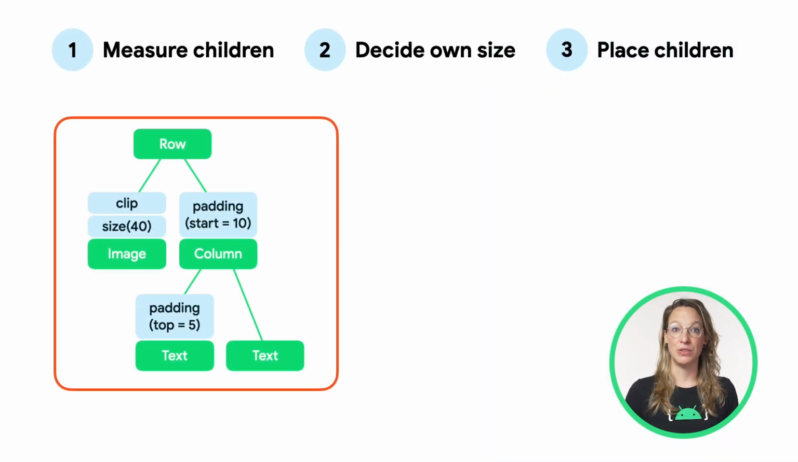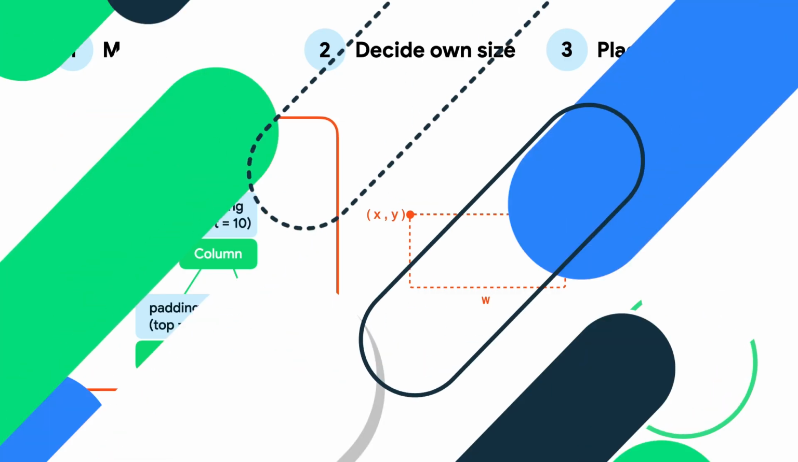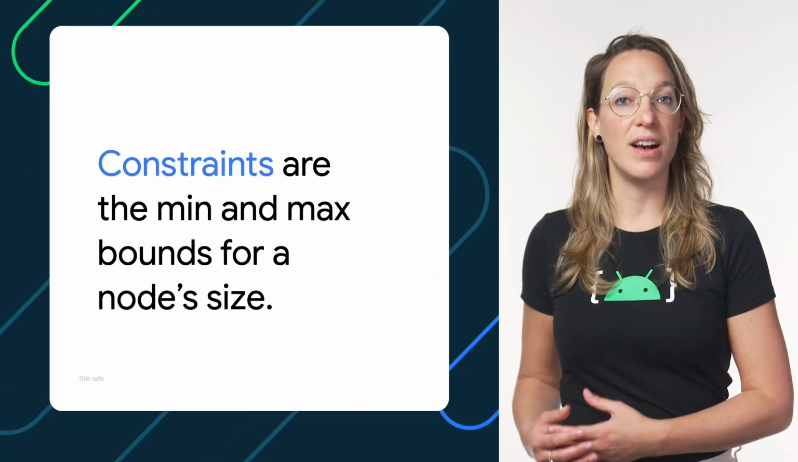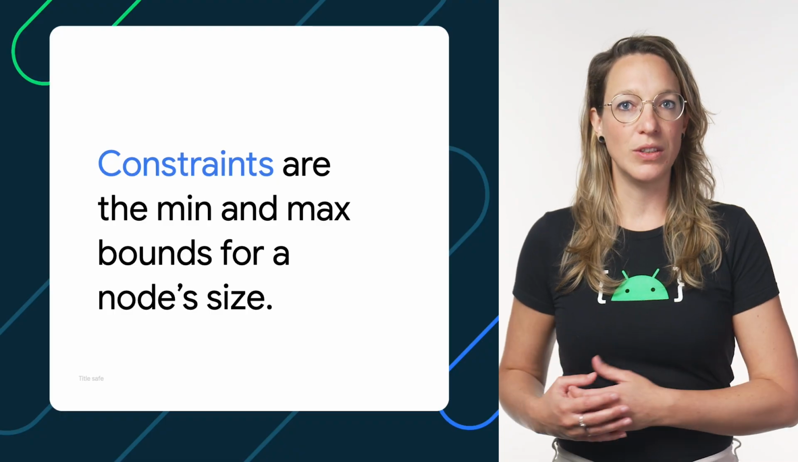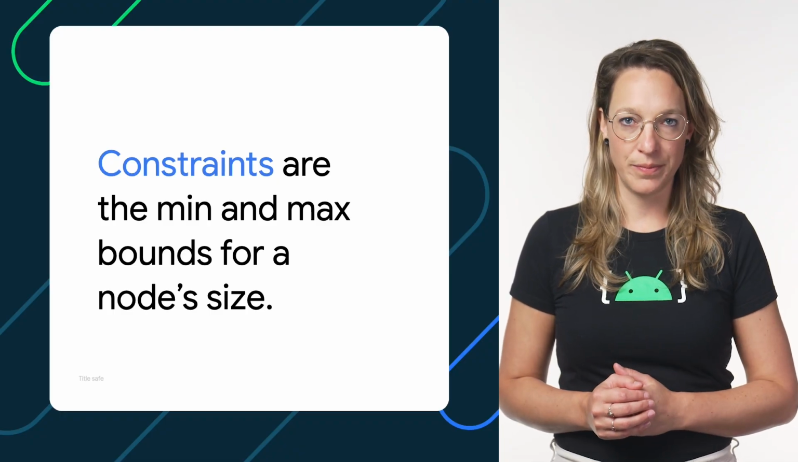Remember that in the last episode, we discussed the layout phase and how it follows a three-step algorithm to find each layout node's width, height, and XY coordinates. Constraints help finding the right sizes for our nodes during the first two steps of this algorithm. Constraints are minimum and maximum bounds for a node's width and height. When the node decides on its size, its measured size should fall in this given size range.